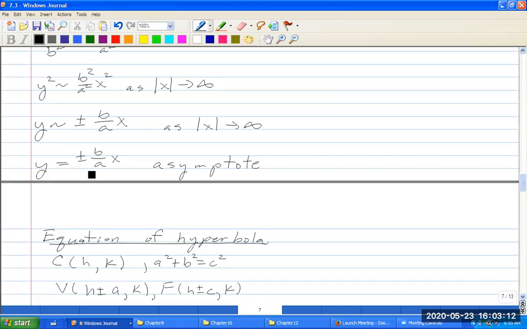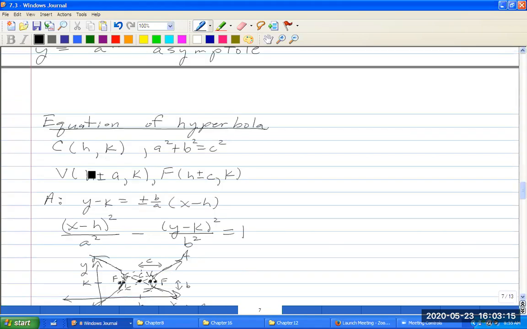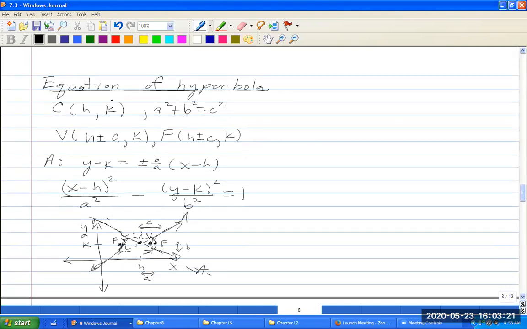Similarly, we have for the equation of a hyperbola whose center is (h, k), such that a squared plus b squared equals c squared, whose vertices are at h plus or minus a, k, whose foci are at h plus or minus c, k, whose asymptotes have been translated to y minus k equaling plus or minus b over a times x minus h, the following equation: (x minus h) squared over a squared minus (y minus k) squared over b squared equaling 1.